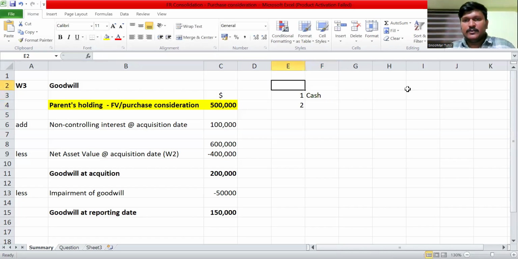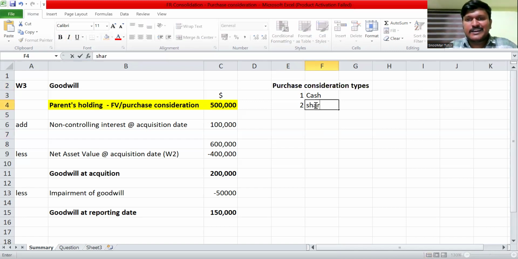Second scenario. What we are discussing over here is purchase consideration types. One could be on the basis of cash. Second would be a share exchange. So what is a share exchange basically? Instead of paying cash, I am paying the subsidiary's owner, the previous owners of the company.